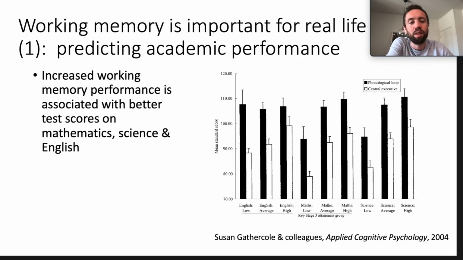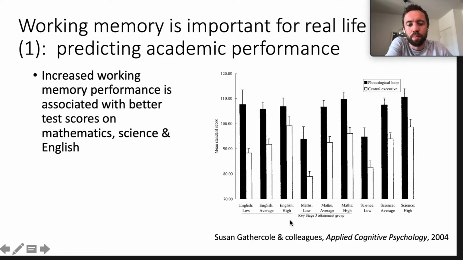There's a classic study by Susan Gathercole and colleagues that shows that working memory can predict academic performance. So here is a figure from their study from 2004, where they look at two different types of working memory: the phonological loop, shown in black bars, which is more a part of verbal working memory, and the central executive, which is more about manipulating the information in working memory.